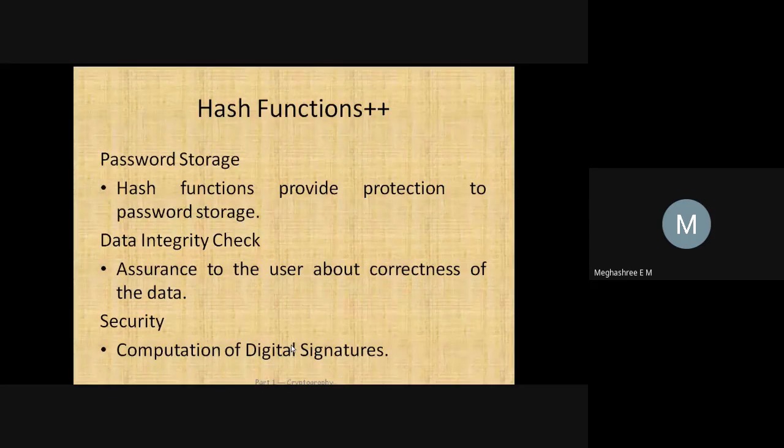A digital signature is a method used for verifying the authenticity of the messages involved in the communication. The computation of a digital signature is done with the help of a hash function. We will see digital signatures in detail in module 4: how it is generated and what the importance of this digital signature is in the network. So this is all about the applications.